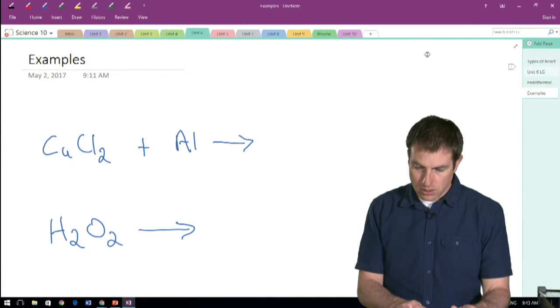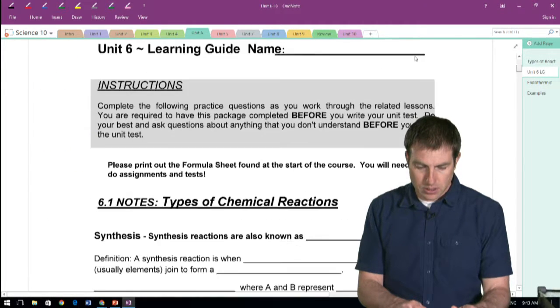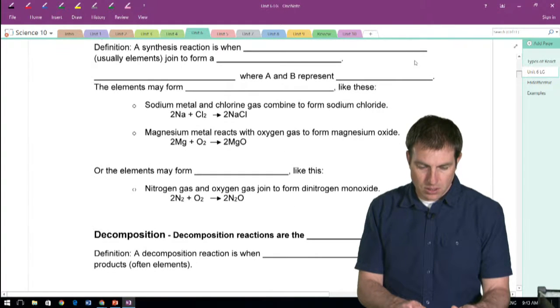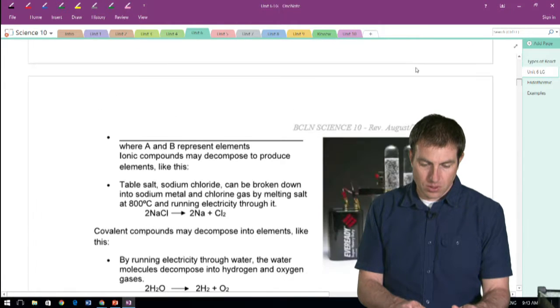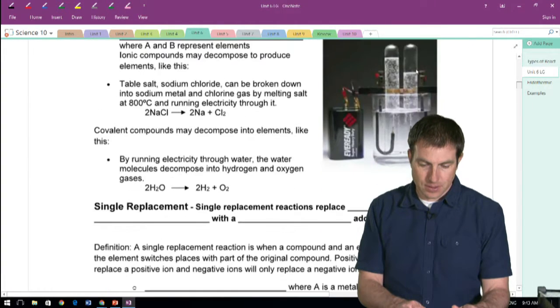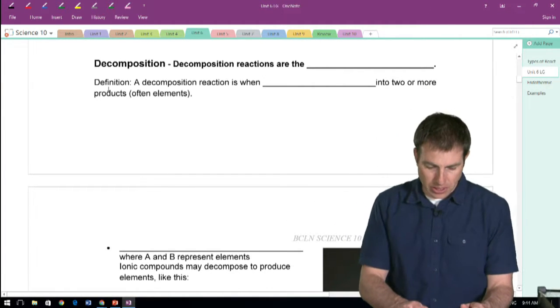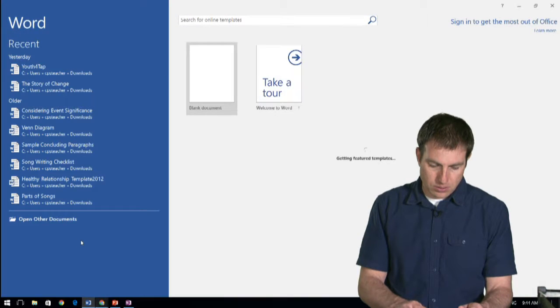I'm going to just jump over to the learning guide just to make sure that everything is somewhat close to the learning guide. So then synthesis, yes. All right, sorry, I just forgot what the learning guide looked like and I just wanted to make sure it was similar.